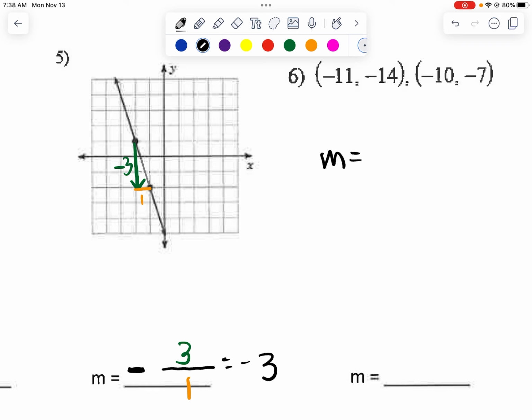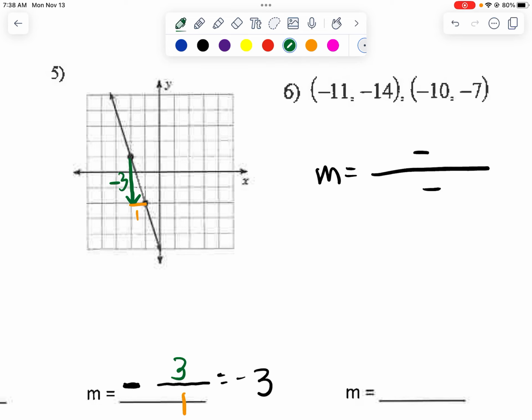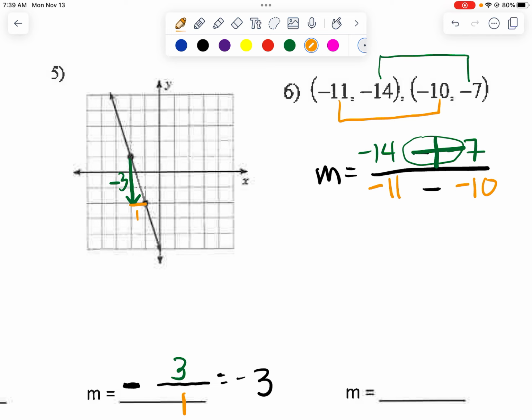Over here, again, I take my y values and I subtract them. Can't have negative, negative, so we make that into a plus sign. Then I take my x values. Negative 11 minus negative 10. Can't have two negative values, so I make it into a plus sign. Negative 14 plus 7 is negative 7. Negative 11 plus 10 is negative 1. So my slope is 7.